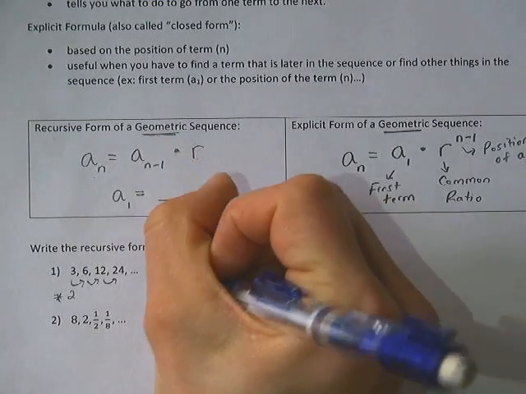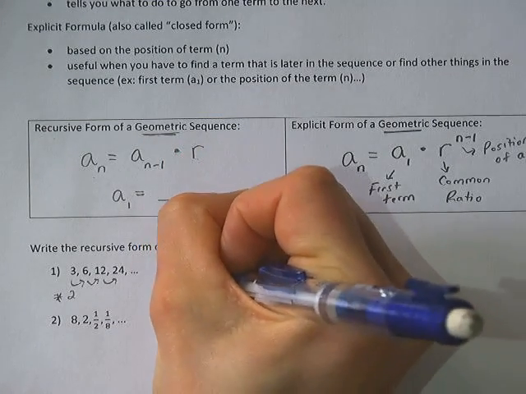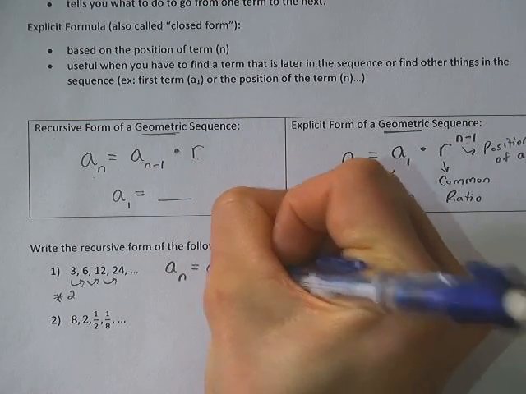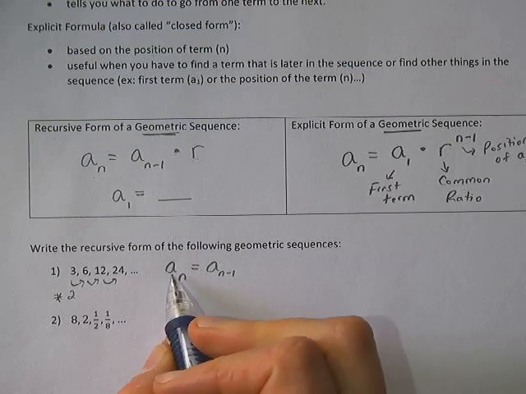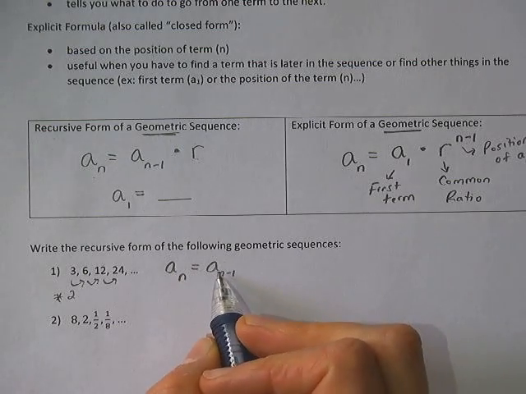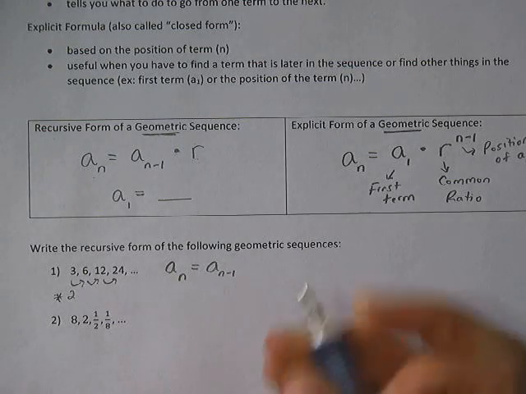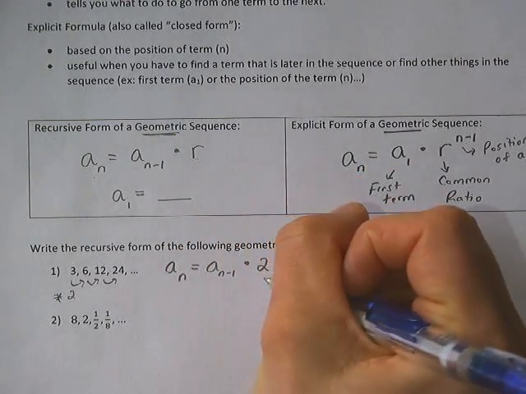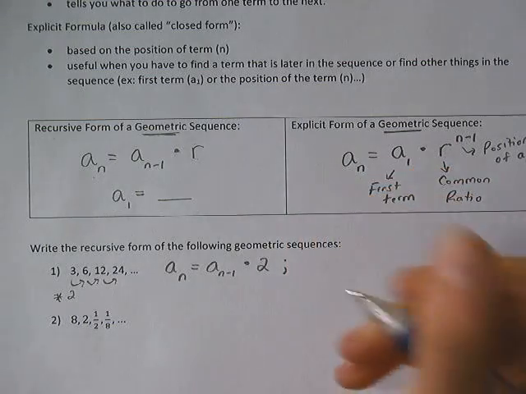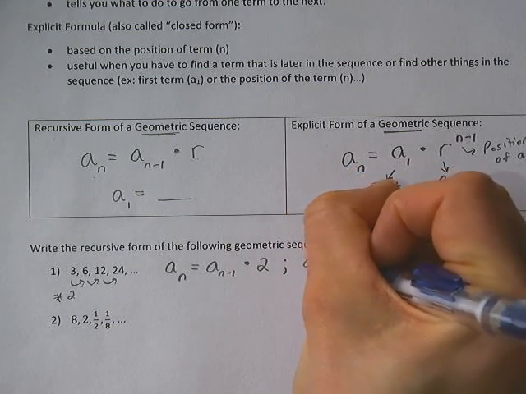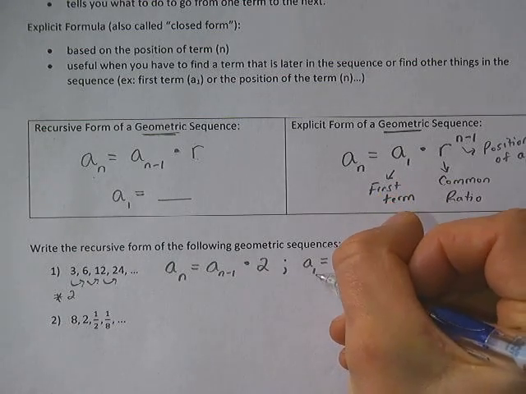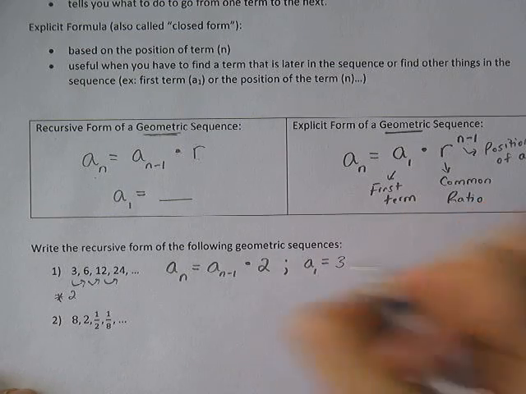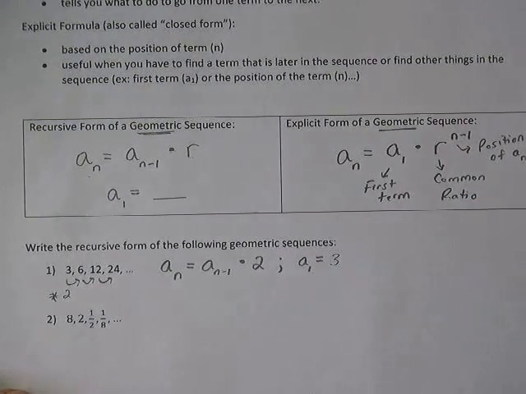All right. So if I'm writing the recursive form, it would be a sub n. You leave that the way it is. And then the a sub n minus 1 term, that's the term before that one. What am I doing to this to get to that next term? Well, I have to multiply it by 2. So that's the formula, and then remember, you always have to put a term that's in your sequence, so we usually put the first one. The first term in my sequence is 3. And that is my recursive form.